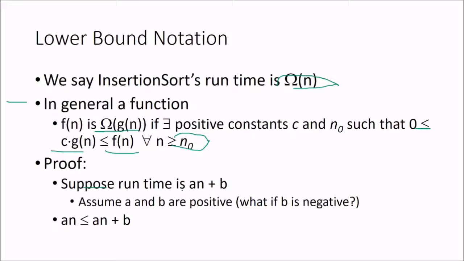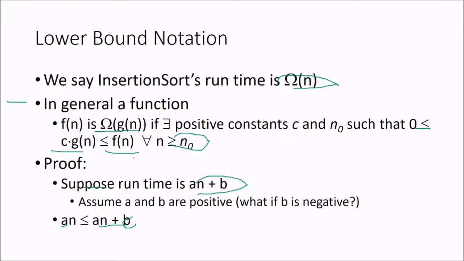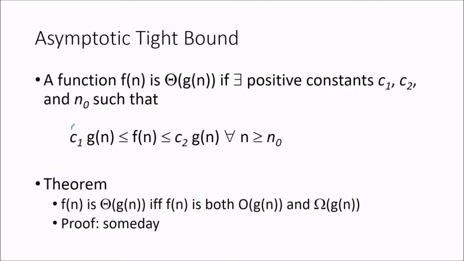Suppose we have runtime a n plus b, and we assume a and b to be positive. Of course a into n will be less than or equal to a n plus b because b is added; we are assuming it to be positive. So we have an asymptotic tight bound, right? We have the upper bound notation, and we have agreed on the lower bound notation with omega. We have theta also, which is the asymptotic tight bound.